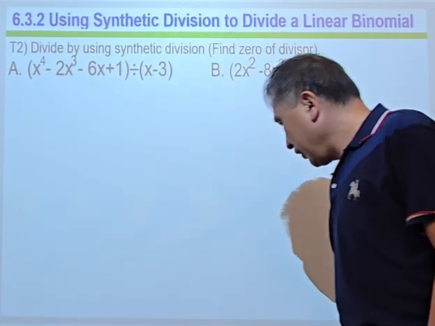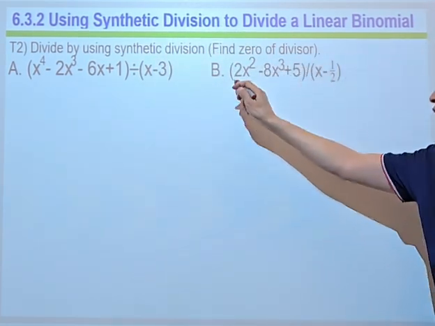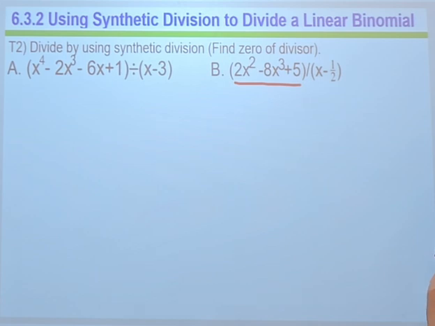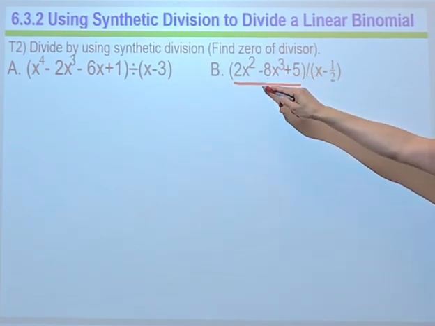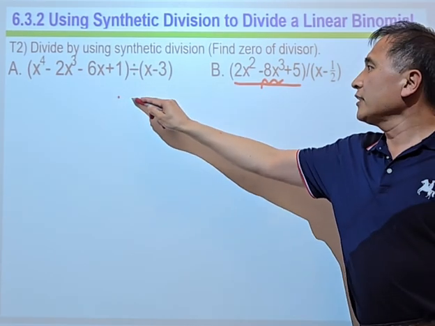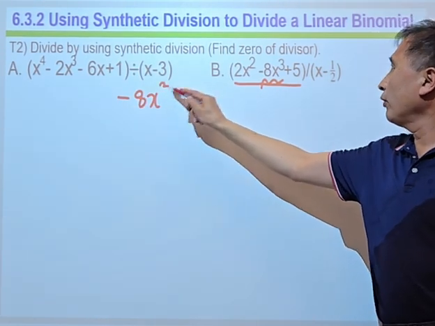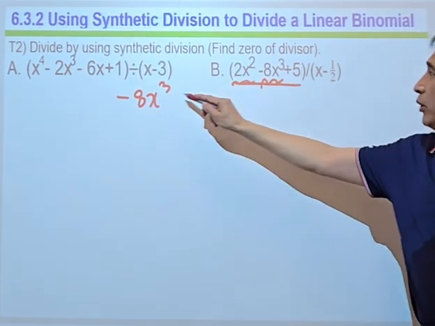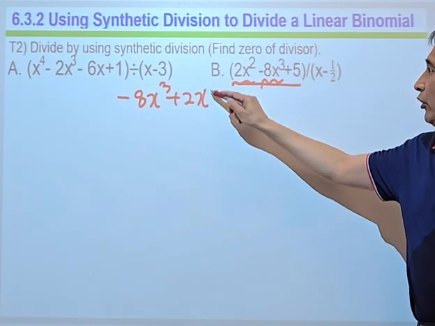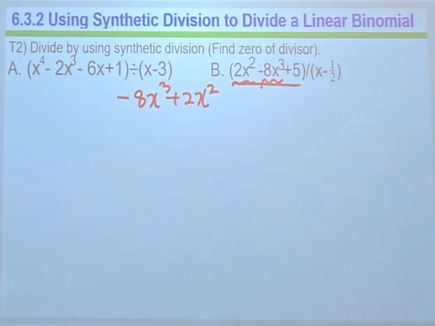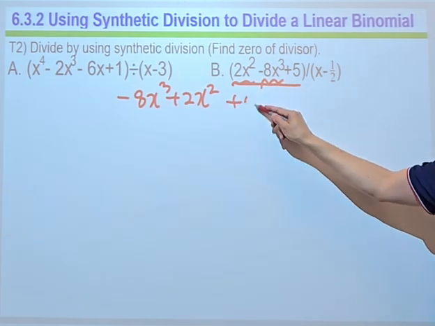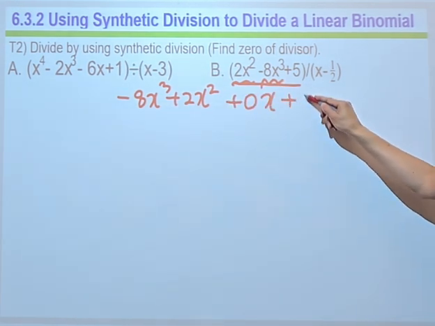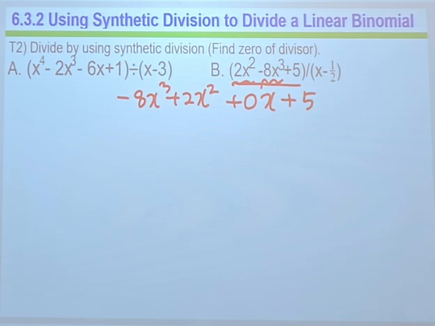So first thing you need to do, you need to write that dividend in descending order, right? Standard form. So this is the biggest degree, minus 8x to the third power, and that's the second degree, plus 2x squared. I was looking for the first degree. No first degree, right? Then don't forget, you need to put 0x there and constant 5. Everybody following up here, right?